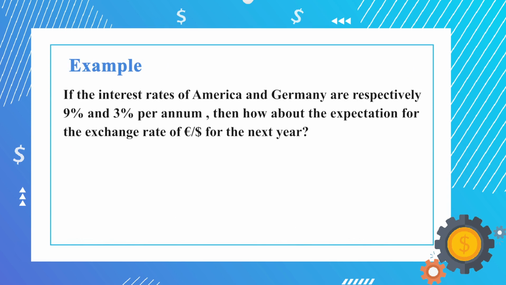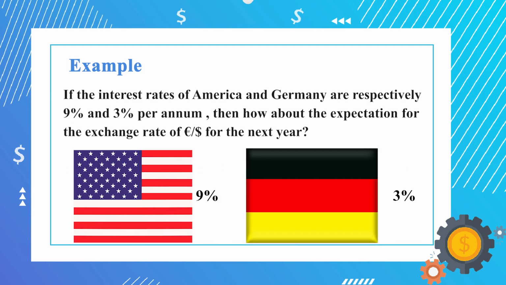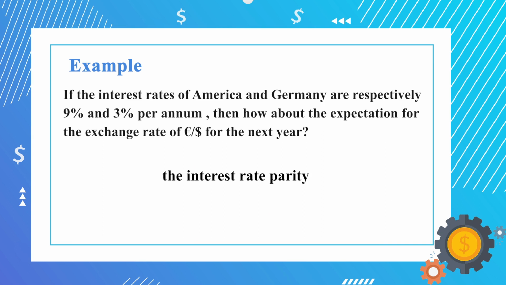Here's an example. If the interest rates of America and Germany are respectively 9% and 3% per annum, then what about the expectation for the exchange rate of euro exchanged for dollar for the next year? To answer the question is not difficult. The interest rate parity is the way. Here is the trick to use the formula correctly.